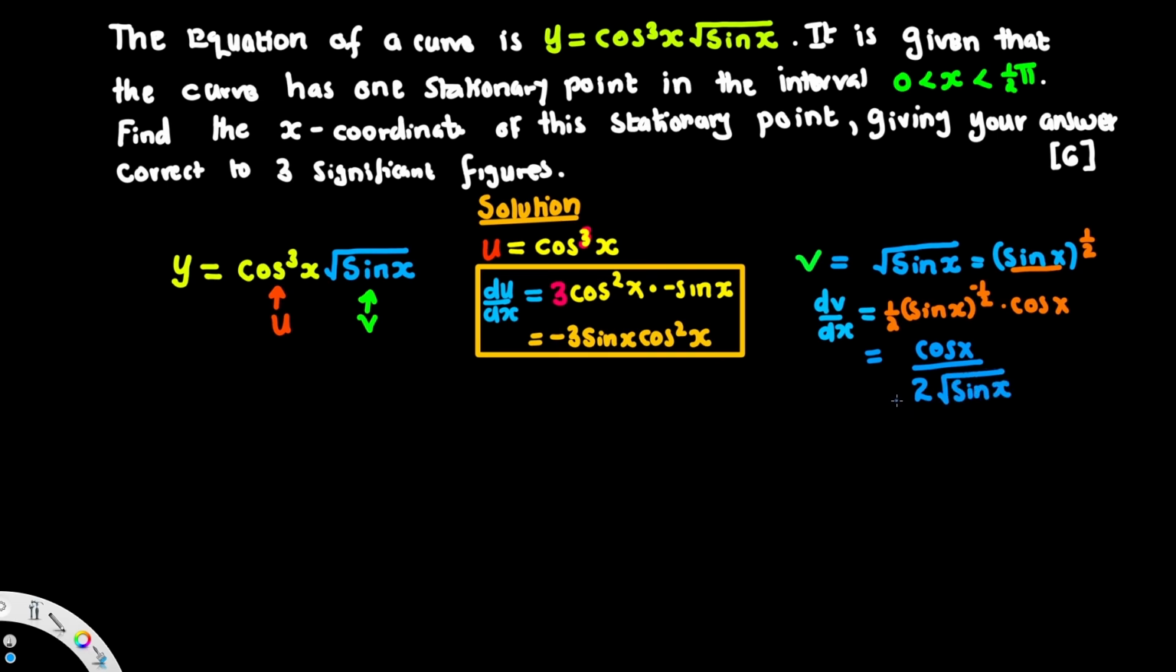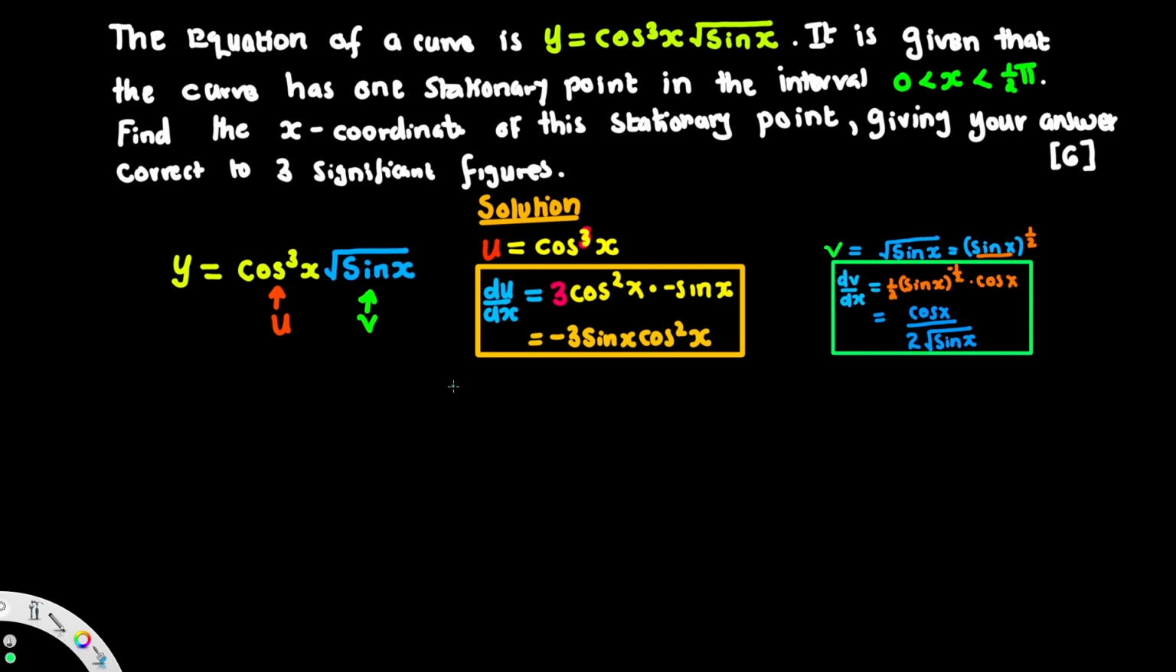So we have dv and also we have du. The next thing that we are going to do now is to write product rule. Now, if you write product rule, dy dx is going to be given by the formula, that is product rule.